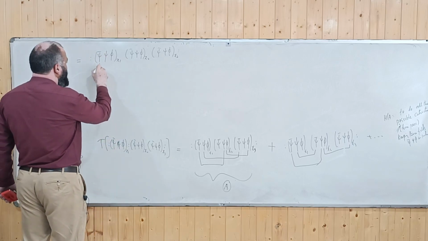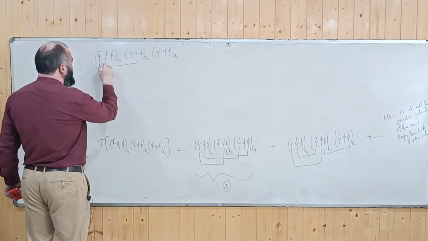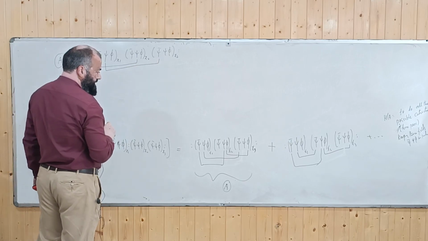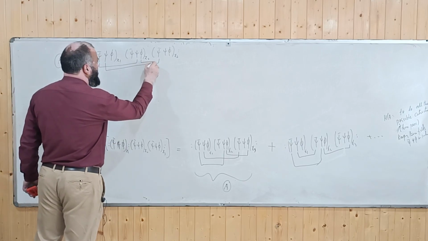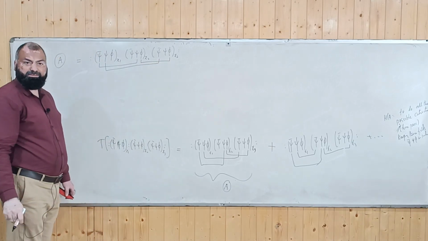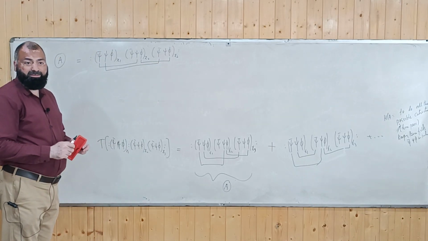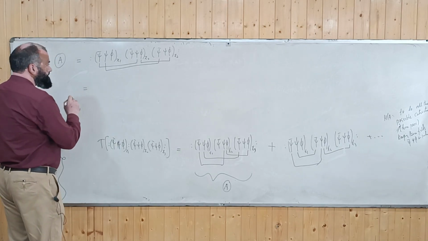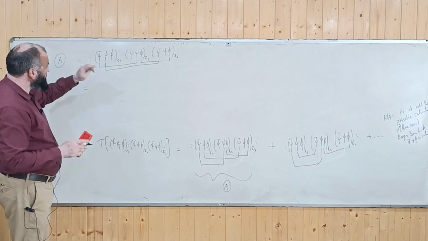So you are having this psi bar and psi. Then you are having this psi and psi bar probably. Then you are having this phi and phi. Clear? Okay, so what am I doing? Contractions. Contraction means you are making the pairs. So now look here.